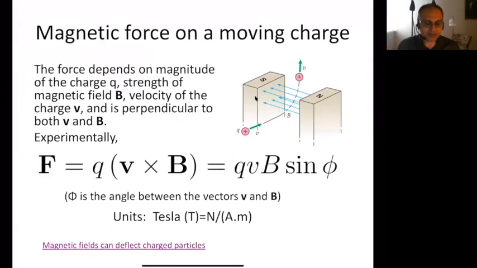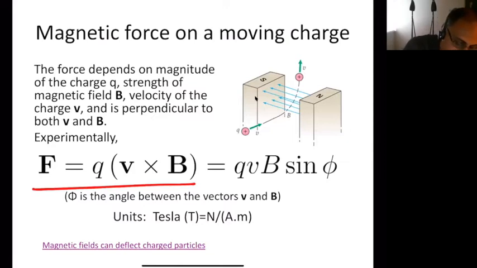Okay, so the magnetic force on a charged particle moving with velocity v is given by this equation, right? You can write down the magnitude of the force by just writing... I've been sloppy with the notation here. This should be the magnitude of the force. So a vector cannot be equal to a scalar. So the magnitude of the force is qvB sine phi. Phi is the angle between the velocity and the magnetic field vectors.